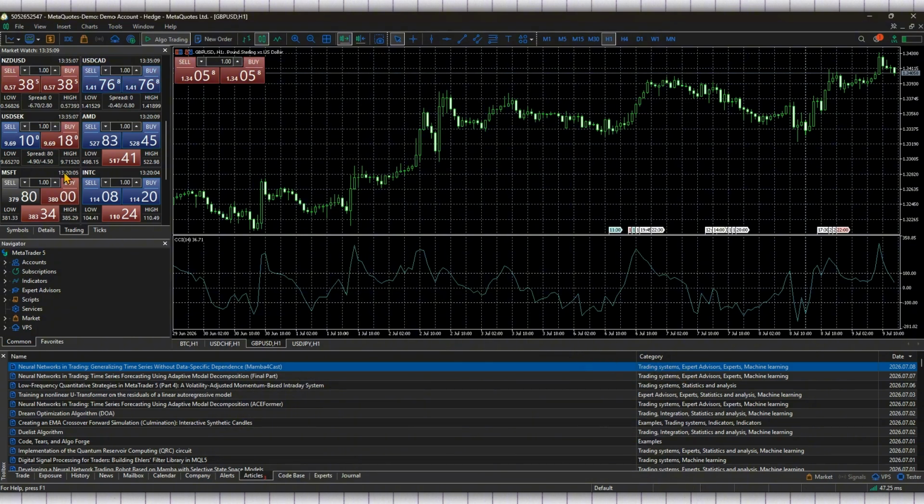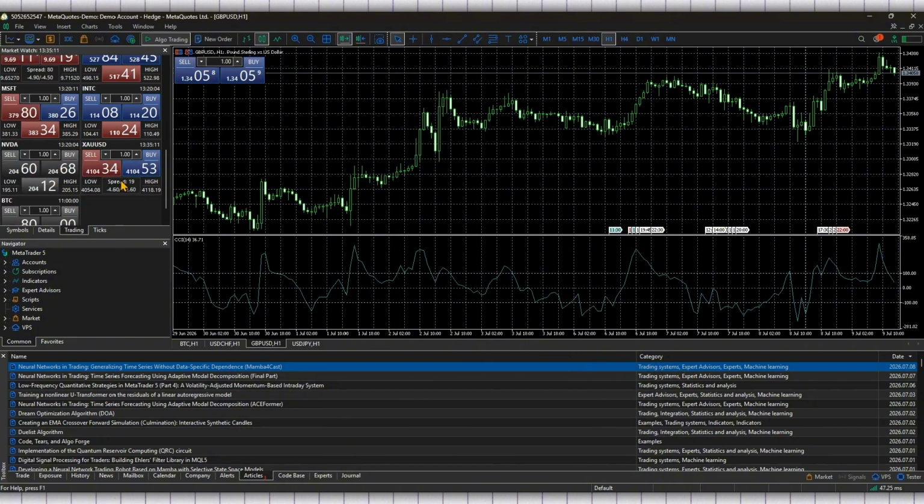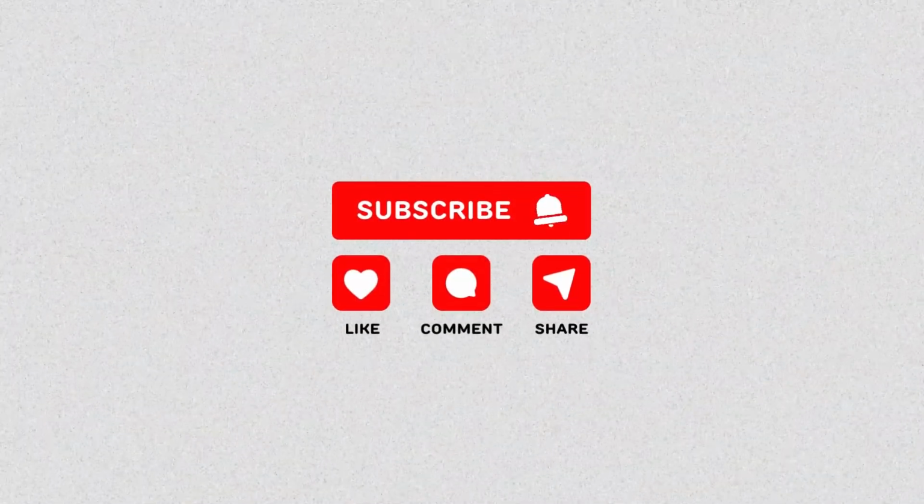The more familiar you become with how buyers and sellers appear in the Depth of Market window, the more confident you can become when planning your trades and understanding real-time market movement.